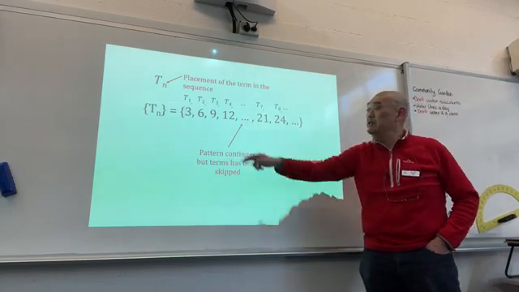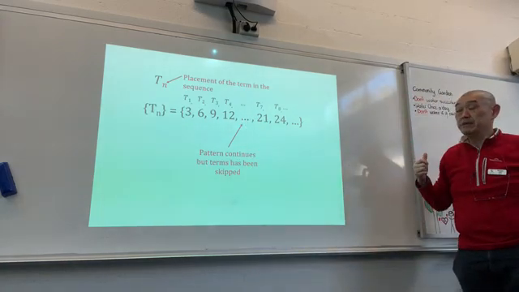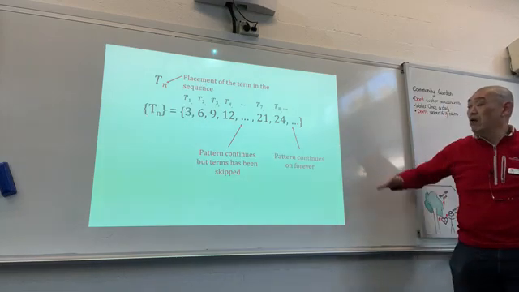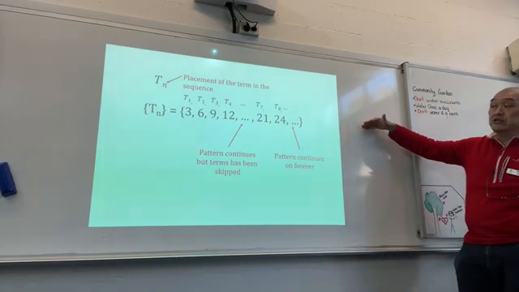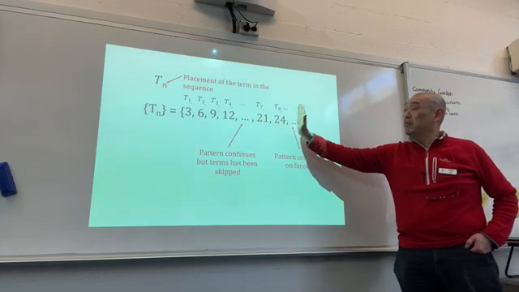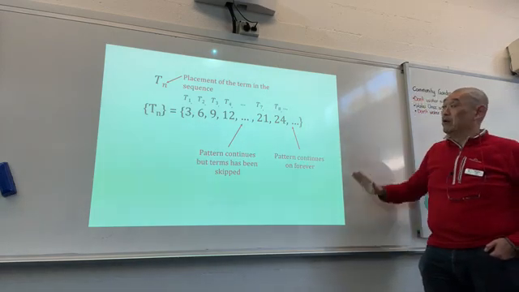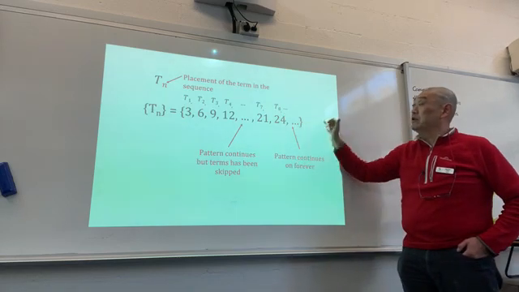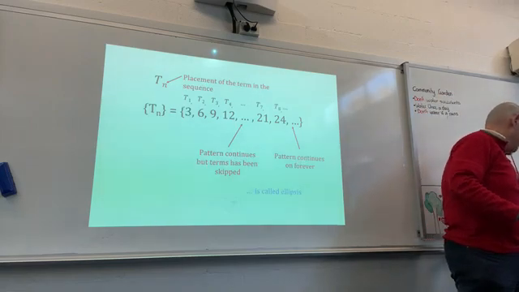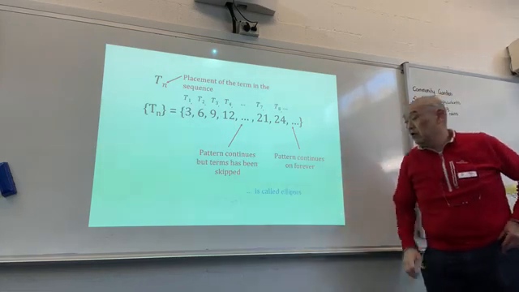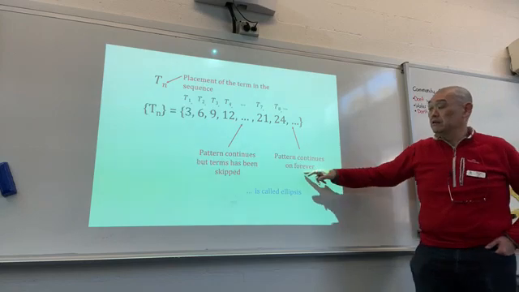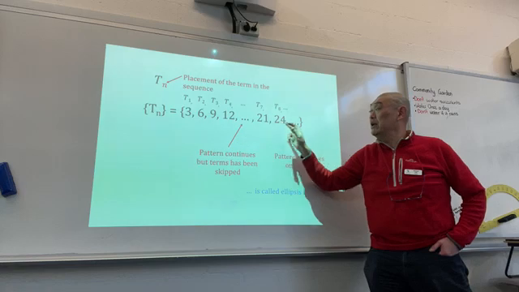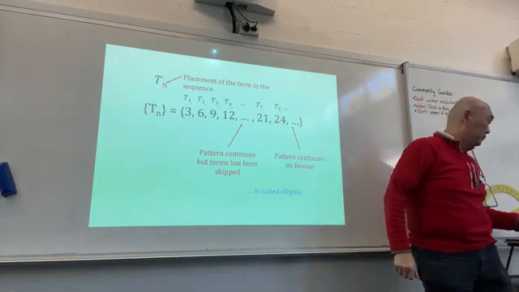So this one means the pattern continues, but terms have been skipped. At the end, the pattern continues on forever and ever. It doesn't stop. All right? There's nothing stopping it from going on. You could stop here, which means there's a limit. If not, with the 3 dots, it goes on and on. And the 3 dots is called an ellipsis. That's for you to know. The 3 dots we use to represent that there's a break and it goes on and on.